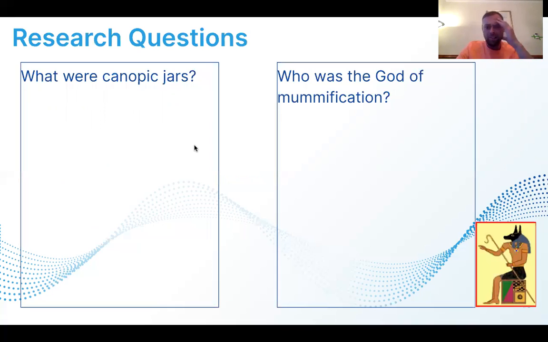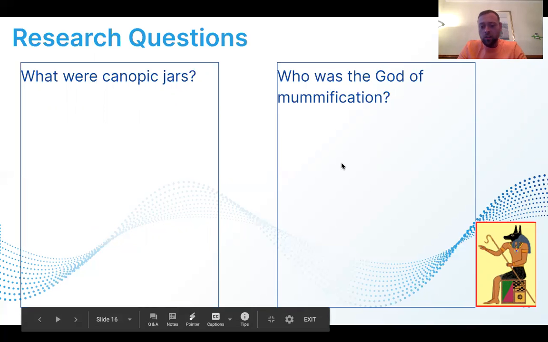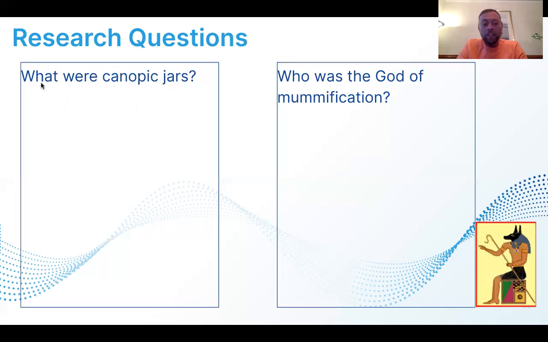So you're probably thinking, oh my goodness, I have no idea who the god of mummification is. So you might go to Google and you might type in, who is the god of mummification? And whatever answer you get, you're going to write in this box. You can maybe add a picture and you can tell me all about them. When it says, what were canopic jars? You might need to research that. Canopic jars are, and so on.